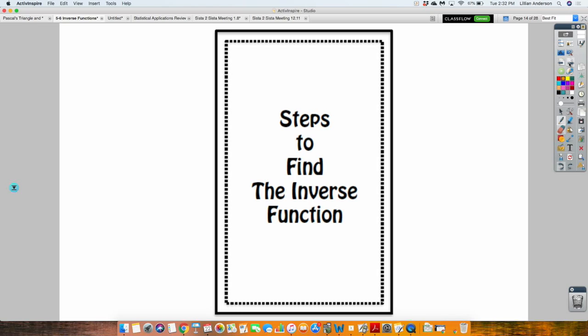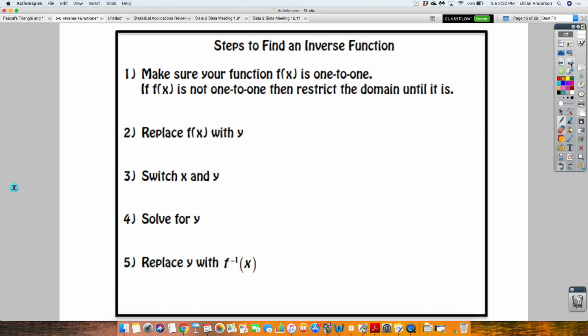How to find the inverse function. I might just give you an equation and ask you, what is the inverse? You have to find it. It is 5 steps. Really, it's only kind of 3 once you look at what the steps are. The first thing, you want to make sure that it's one-to-one, because if it's not one-to-one, then there is no inverse function. So you need to restrict your domain until it is a one-to-one function. In other words, it passes the horizontal line test.